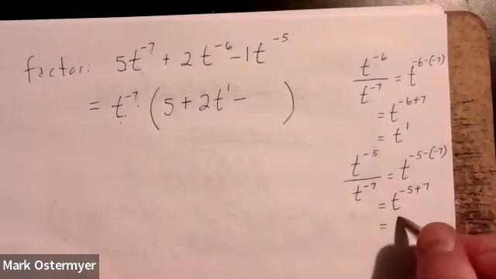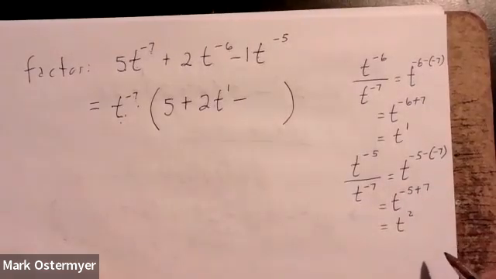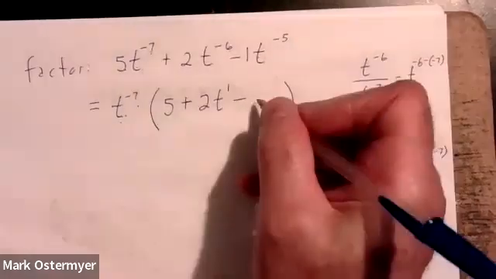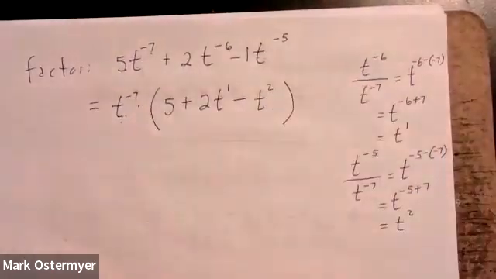And heck, we leave behind t to the second power when we factor t to the negative 7 out of t to the negative 5. So this is t to the second power. And there you go. Everybody understand what just happened there?